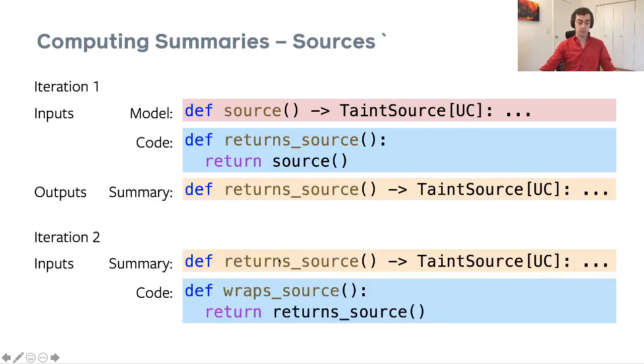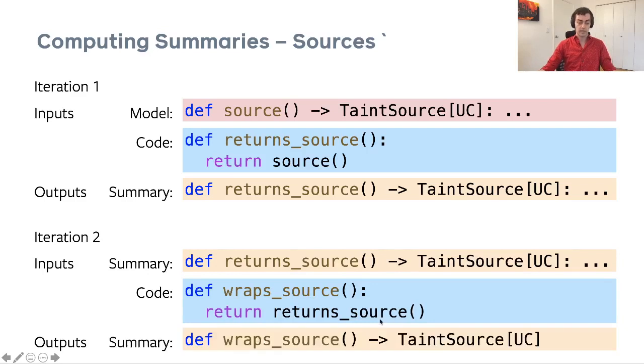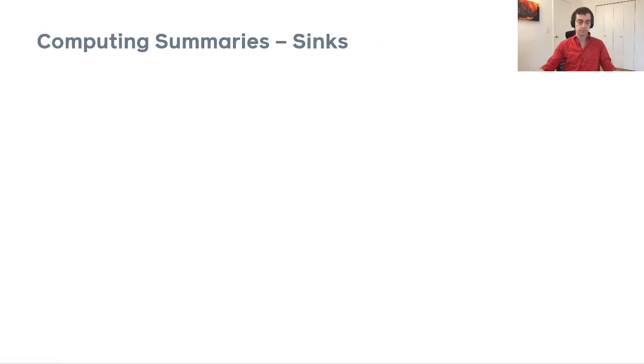When we go to the next iteration, we take the summary as one of our inputs, and when we find another function, this wrapper function that returns source, then we compute another summary as an output saying that wrap source also returns user controlled data.